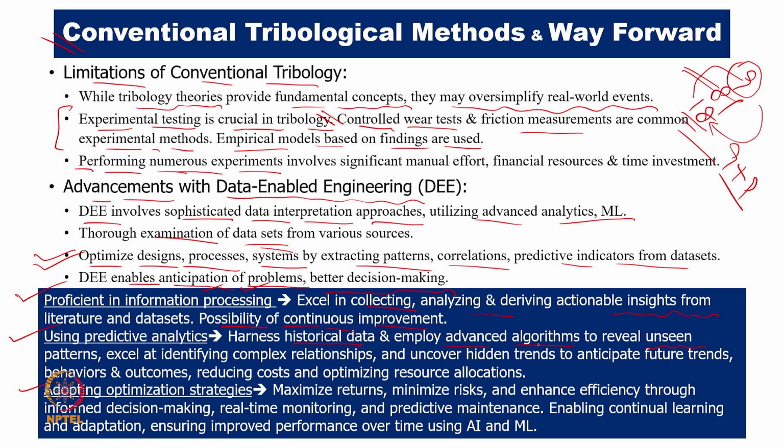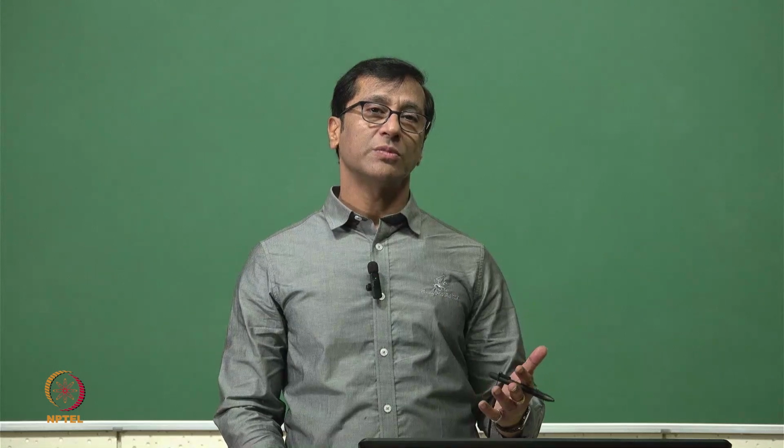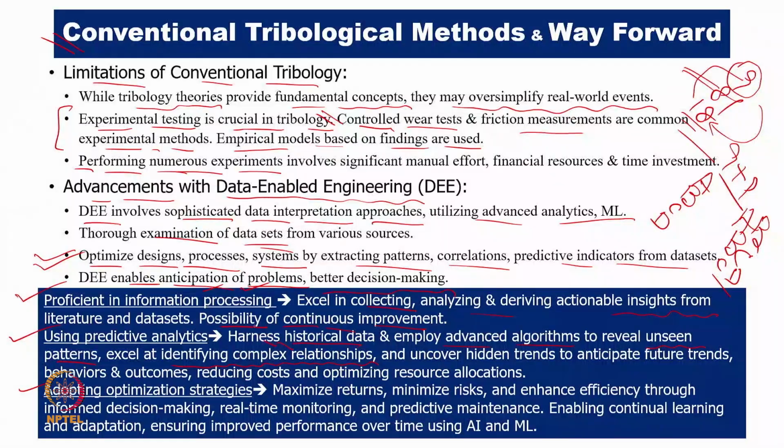So advanced algorithms reveal unseen patterns, and then we try to find out the complex relationships. As I mentioned in the last lecture 19, we have a parameter A, parameter B, parameter C, parameter D. We may not know the effect of A on B, B on C, and C on D. We need to really understand. So complex interaction is also possible. Instead of going with a linear relation, we think about a non-linear relation and come up with complex models, so that overall results can be improved and there is a possibility of continuous improvement. This is a very important thing.